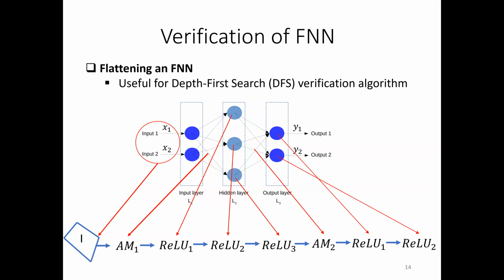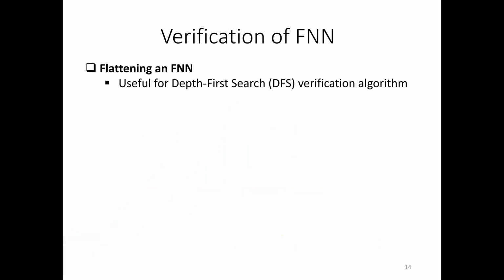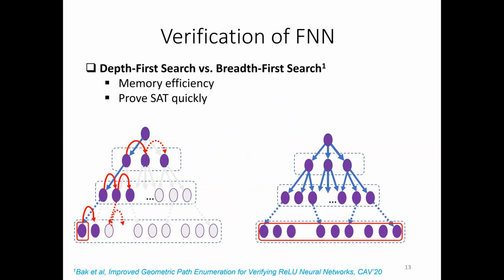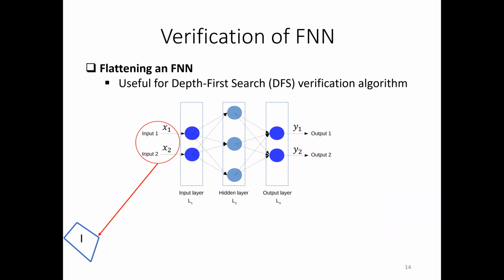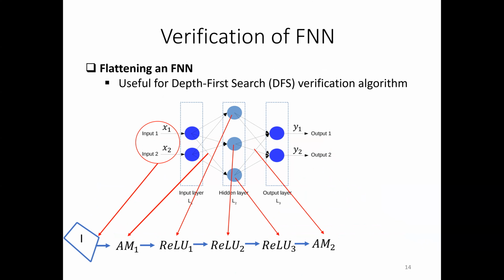So that means now we don't have layers here. We don't care about layers. Coming back again, in the depth first search, you also care about the layer, and at each layer you're going to have several polyhedra. Now I don't care about layers anymore. What I care about is the operation.